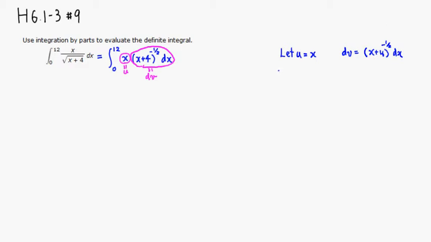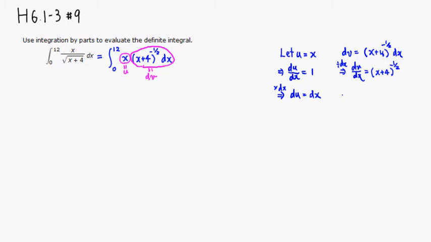We take the derivative of this guy, du over dx is equal to 1. Then we can multiply both sides by dx to write du is equal to dx. And here we divide through by dx, so we have dv over dx is equal to the quantity x plus 4 to the negative 1/2 power.